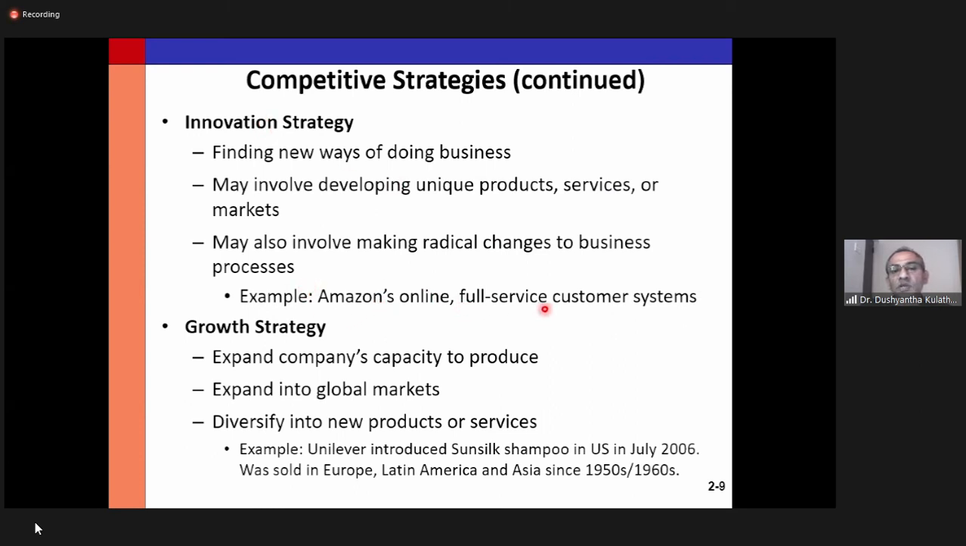Amazon's online full service customer service. So Amazon, I think, is a world famous online retailer. It provides all services online. So customers can search, purchase, and get after sale service, all those things online. So when you think about these three, for Amazon's example, where can we fit in?